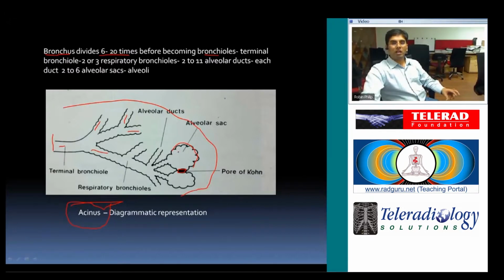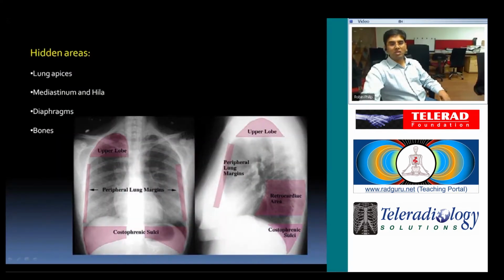Now move on to this. Once this is done, go on to the hidden areas. So this is the lung apices where the lesions are commonly missed, and then the lateral aspects of the lungs, and then the costophrenic angles, costophrenic sulci, and on the lateral view, look for the lucencies, retrocardiac and retrosternal lucencies, and look for the diaphragms, look for free air, and also look for the osseous structures, especially in pediatric population, look for rib fractures and all.